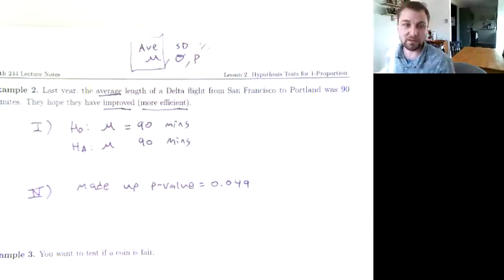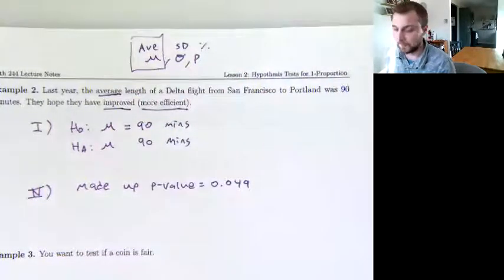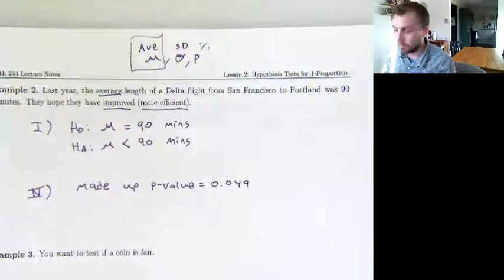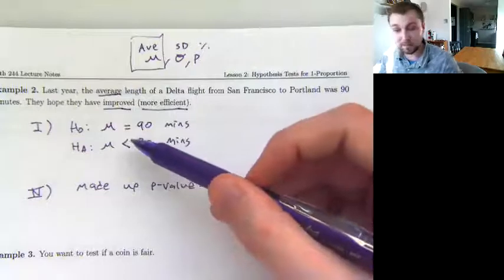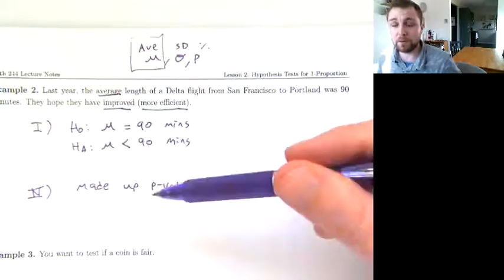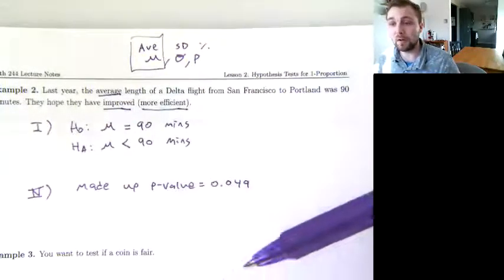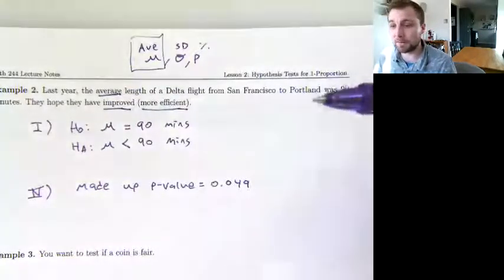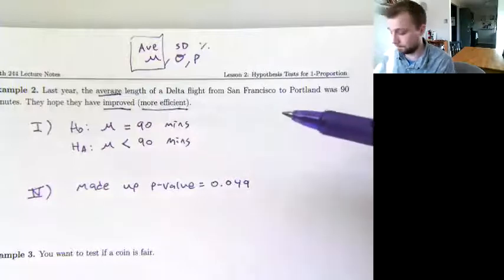Only thing I have to change is this symbol. And in this case, if they're more efficient, it would mean it takes them less time. So in this case, improved meant less. In the problem before, improved meant more. So I have to be really careful with language as I'm going through these problems. It tells me how to set them up.